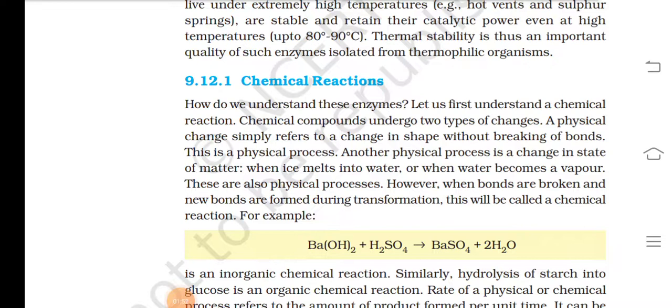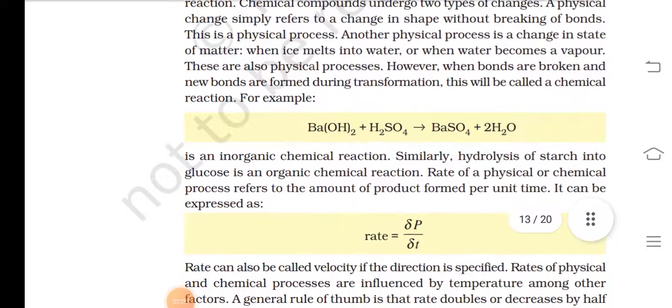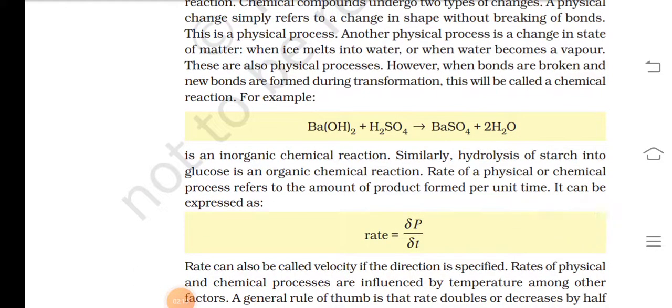Another physical process is a change in state of matter, when ice melts into water or when water becomes a vapor. These are also physical processes. However, when bonds are broken and new bonds are formed during transformation, this will be called a chemical reaction. For example, this is an inorganic chemical reaction. Similarly, hydrolysis of starch into glucose is an organic chemical reaction.